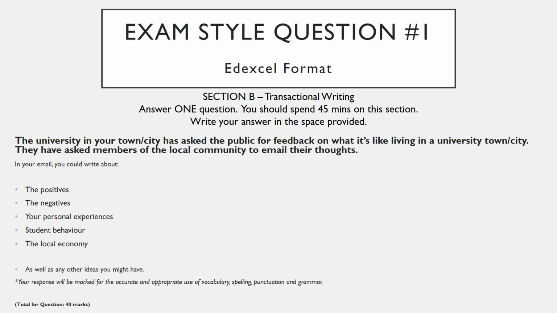Okay. So, the university in your town/city has asked the public for feedback on what it's like living in a university town/city. They have asked members of the local community to email their thoughts. So that's a statement. We always get something like that, and then we will get a little bit like this. In your email you could write about, or it might just say you could write about, and then you'll get a list of bullet points, always ending with, as well as any other ideas you might have.